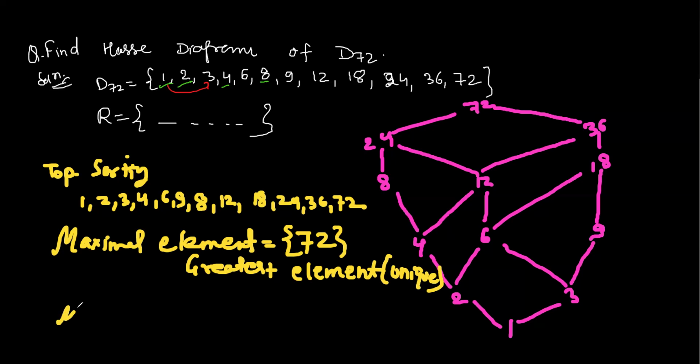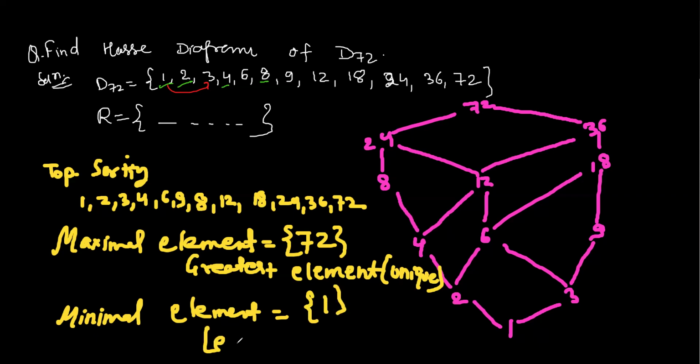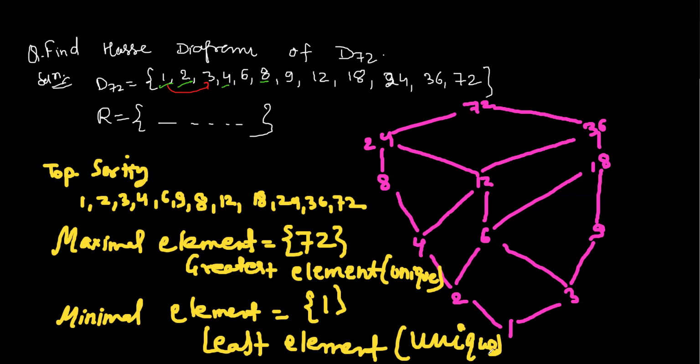What is the minimal element? Sir, but 1 generates everything. Means what? 1 divides every number. Understood? So unique. Yes, this is also unique. That's why you can say least element. If minimal element is unique, it is the least element. Let's suppose there are two minimal elements, then this is not the least element.